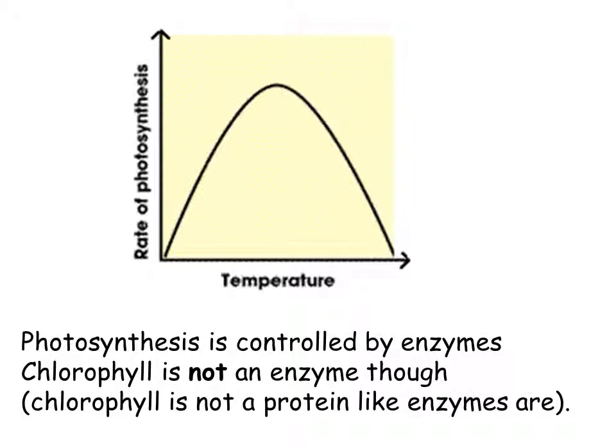In this graph, we've got the rate of photosynthesis versus temperature. As you increase the temperature, the photosynthetic rate goes up, but after a while it stops increasing, and in fact, if you keep increasing the temperature, the rate of photosynthesis will actually drop off. Now this is because photosynthesis is controlled by enzymes, so those enzymes will behave in a similar way to what we learned about earlier on. Quick note, chlorophyll is not an enzyme though, because it's not a protein.